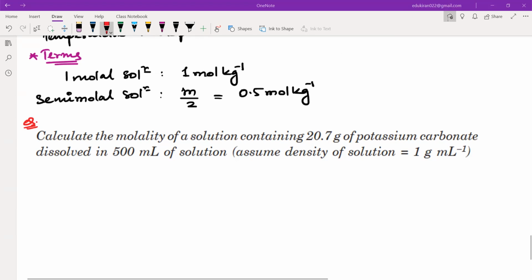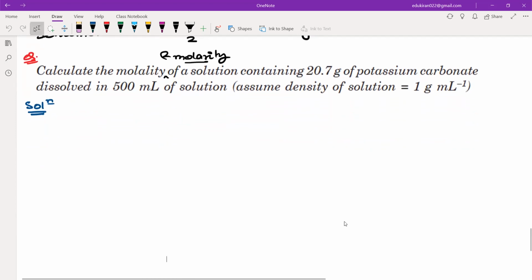In this question, you will have to do two things. First of all, you will calculate the molarity of the solution and also write the molarity. So first we will calculate the molarity here. First, you will calculate the molarity.